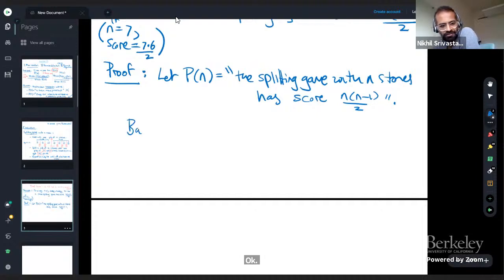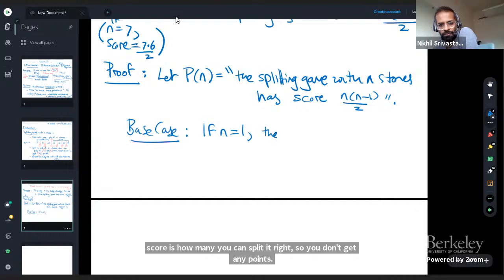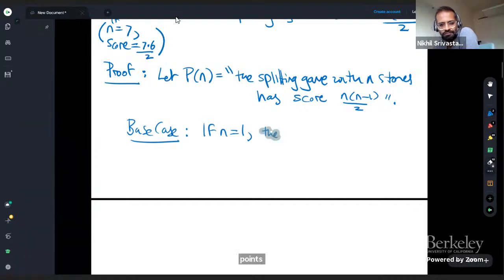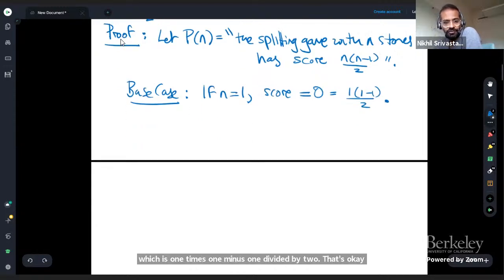Okay, so what's the base case? Well, if n equals 1, the score is how many? You can't split it, right? So you don't get any points. Yeah, let's just write it like this. Score of 1 equals 0, which is 1 times (1 minus 1) divided by 2. So that's okay.